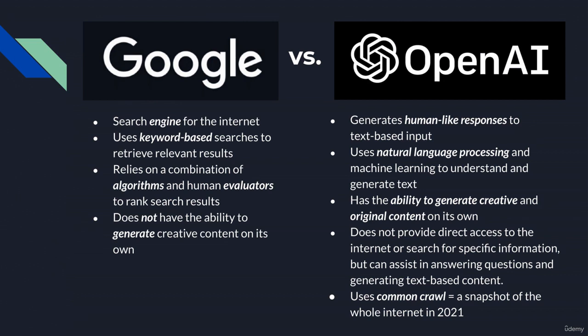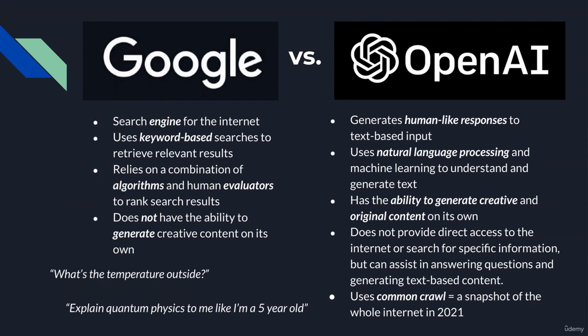However, it currently has no access to the internet and uses only the data on which it has been trained, the common crawl. This data contains the entire internet as of 2021, so anything after that period is not in the dataset. This results in different types of questions that we can ask Google and ChatGPT. For example, you can ask Google for the temperature outside and expect reliable results, but you cannot ask ChatGPT such questions because it doesn't have access to present data. However, you can ask ChatGPT more complex questions using prompts like "explain quantum physics to me like I'm a 5-year-old," and it can generate a human-like response.